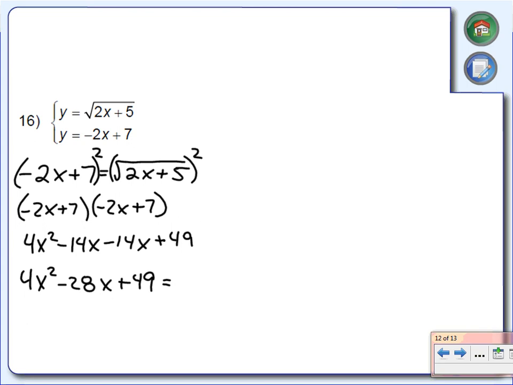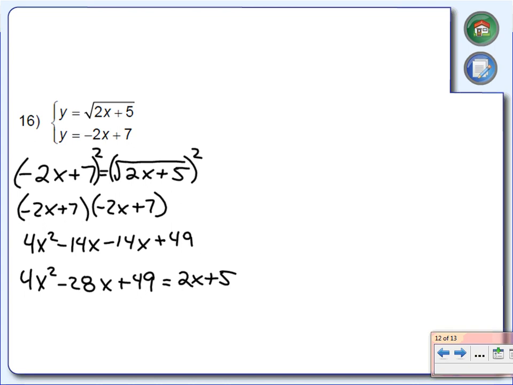Now remember, all we've done is square the left side of the equation. We still have to come over and square the right side of the equation. So what do you get when you square the square root of 2x plus 5? That's right, 2x plus 5, same thing. The square root and the square cancel each other out.